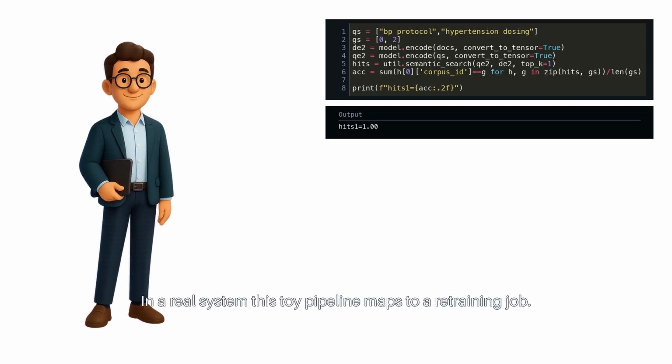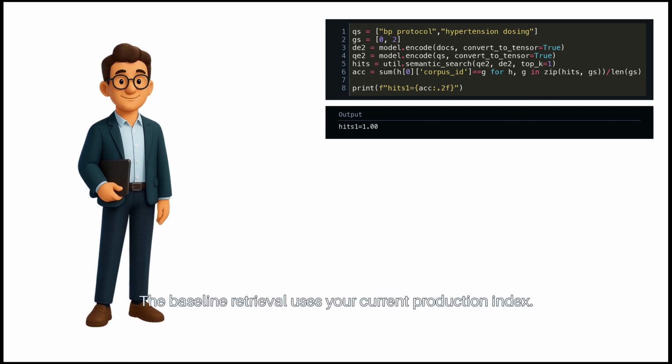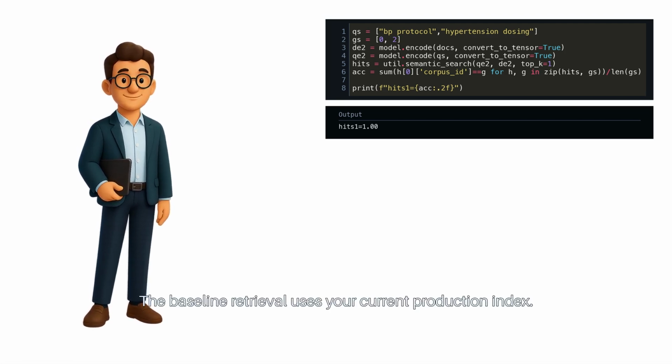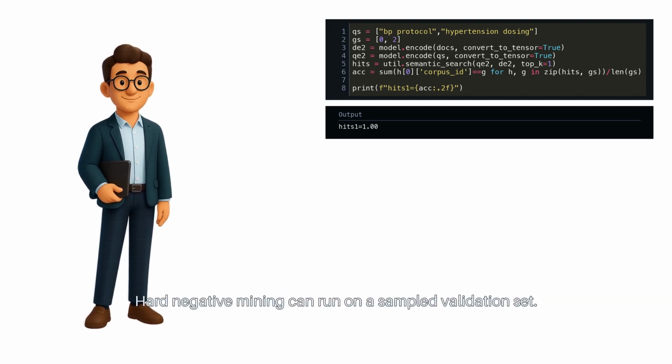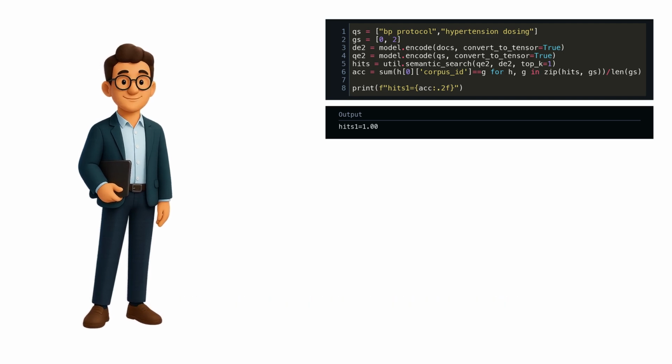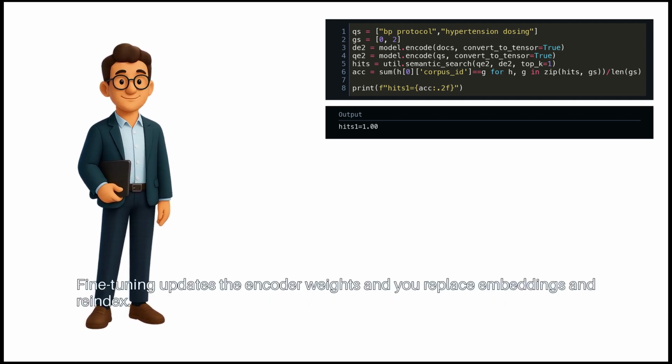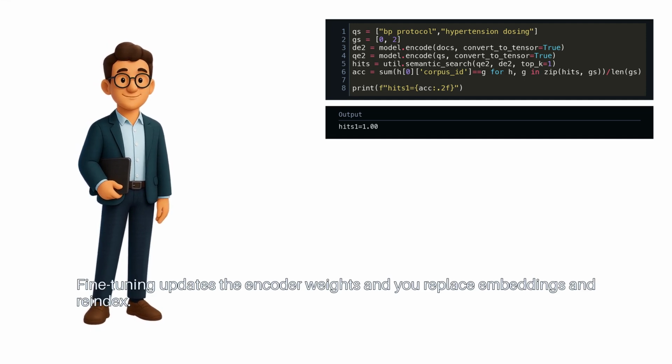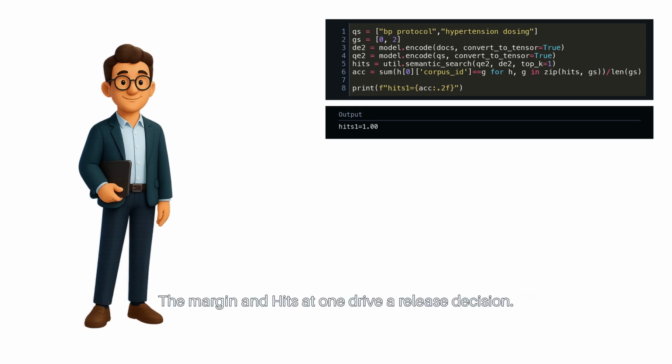In a real system, this toy pipeline maps to a retraining job. The baseline retrieval uses your current production index. Hard negative mining can run on a sampled validation set. Fine-tuning updates the encoder weights and you replace embeddings and reindex. The margin and hits at 1 drive a release decision.